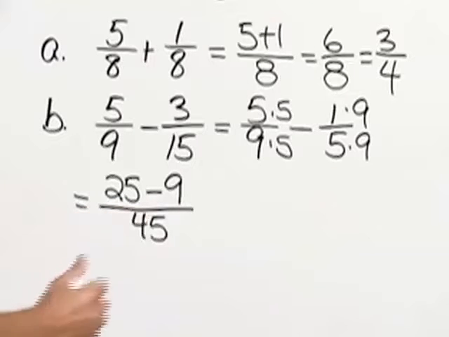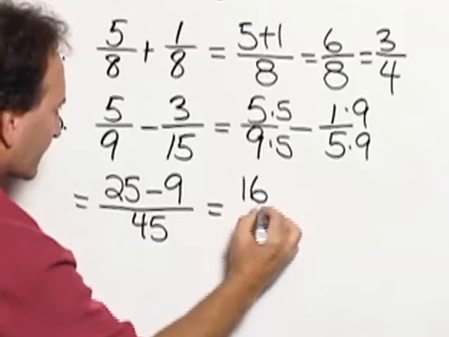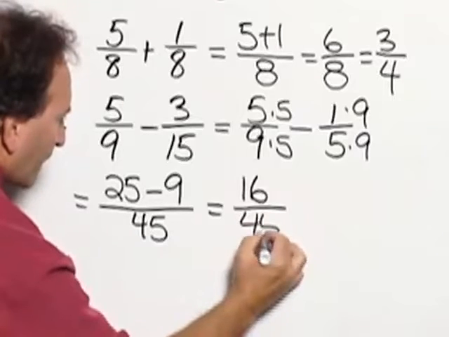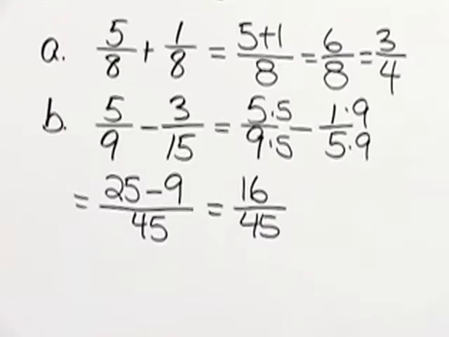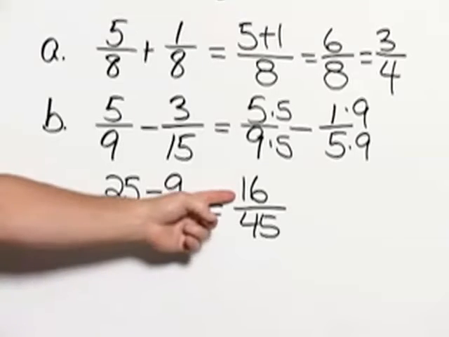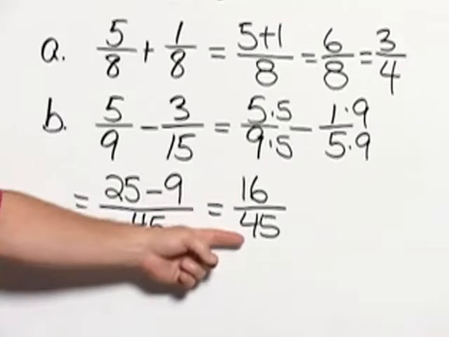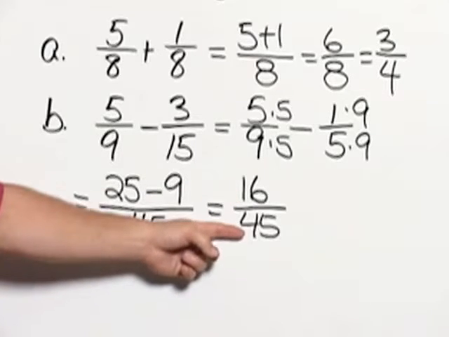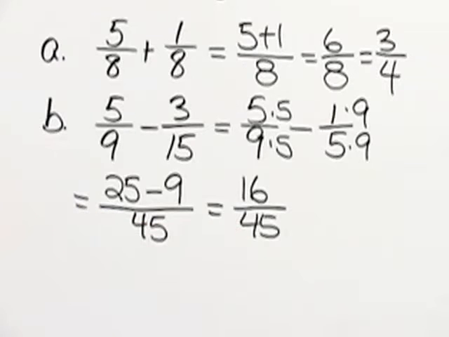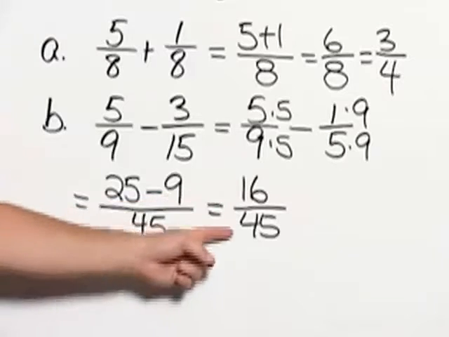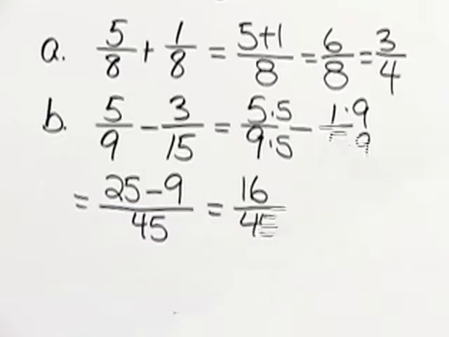25 minus 9 is equal to 16 over the common denominator of 45, and we need to look to see if it were to reduce. Factors of 16 are 2 times 2 times 2 times 2. For 45, it's 9 times 5 or 3 times 3 times 5. There are no common factors, so the lowest terms is 16/45.